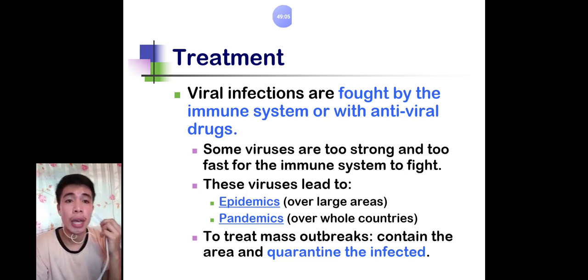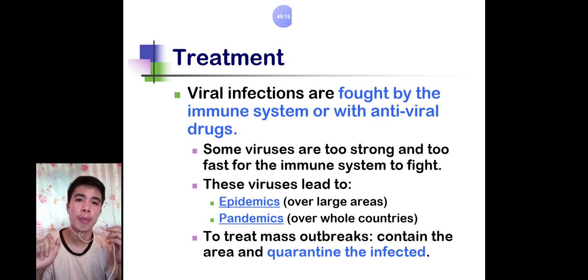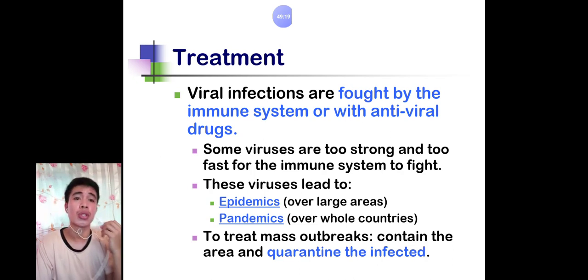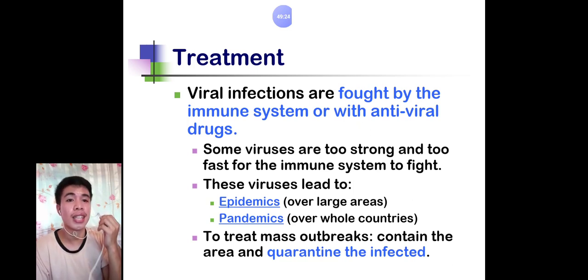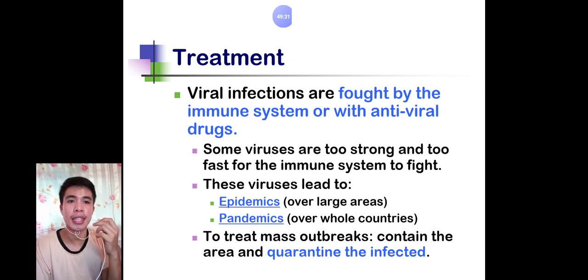So some viruses are too strong and fast for the immune system to fight. There are other viruses that our immune system cannot handle, for example a weak immune system, so they cannot fight that kind of viruses. So these viruses lead to epidemics. When we say epidemics, it is over large areas only. So pandemics is over the whole country, like the past year. Right, it's called a pandemic. It is because the whole country is affected, not only specific areas infected by that virus.